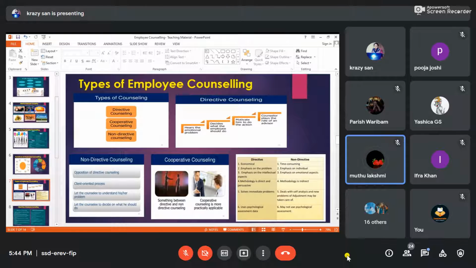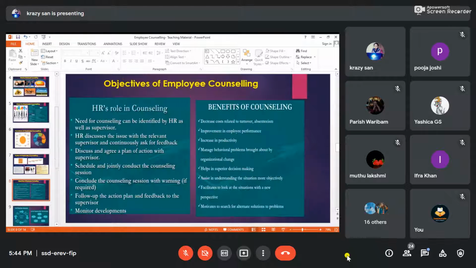Yes, ma'am. Now, what is the objective of employee counseling? What is HR's role in counseling? You should understand or identify the person who needs a supervisor's advice, guidance, help, or therapy. HR discusses the issue with the relevant superior and continuously asks for feedback. Being an HR, your role should be these in the counseling concept.